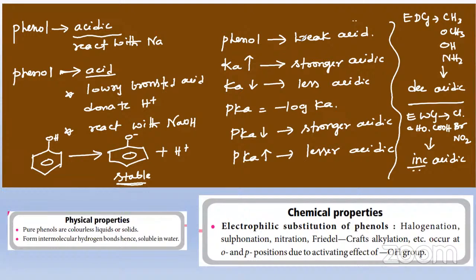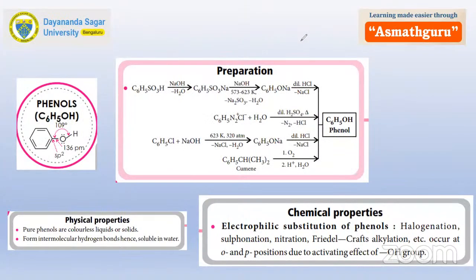I'll remove this one. Then what are the other chemical properties? ESR reaction. What is an ESR reaction? Halogenation, bromination, nitration, sulfonation, Friedel-Crafts alkylation and acylation, all these are ESR reactions. Here, what product do we get? We get ortho and para products.